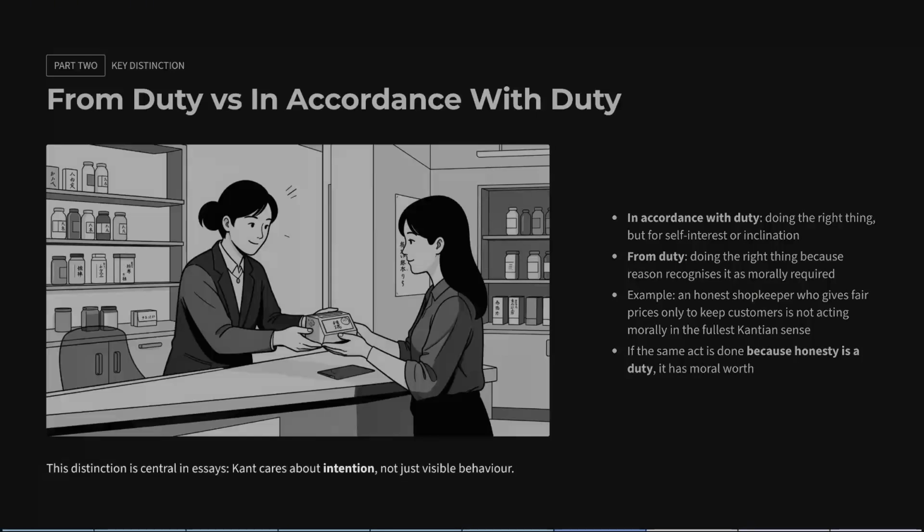And this has important implications for how Kant gets evaluated. Critics sometimes argue that his focus on motive makes ethics unrealistically demanding. Most of us do most things from mixed motives, not pure rational duty. And this is a genuine and important objection that you should be using in your essays.